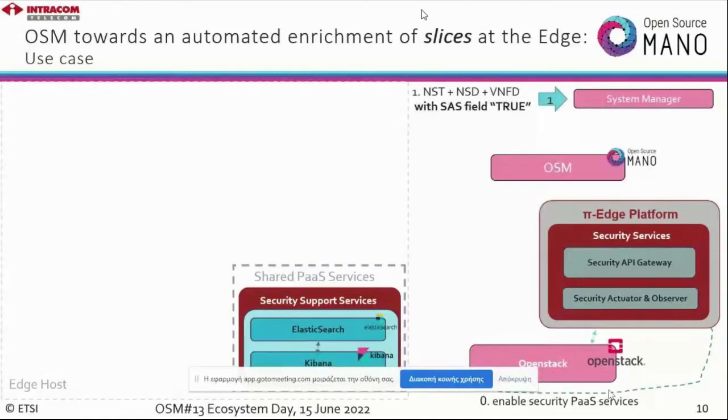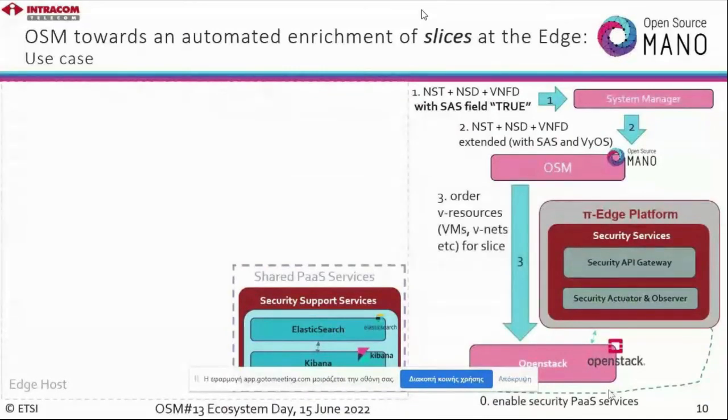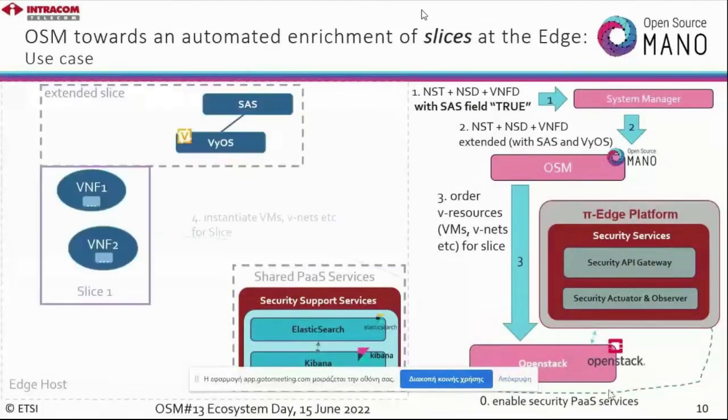The first step, we onboard the NST with the NSD and a VNFD with the SAS field true to the system manager. The system manager automatically extends this network slice and enriches it with security analysis service and VIOS, and sends it to OSM. The OSM orders these virtual resources to the OpenStack. The OpenStack deploys this extended slice to the Edge host.